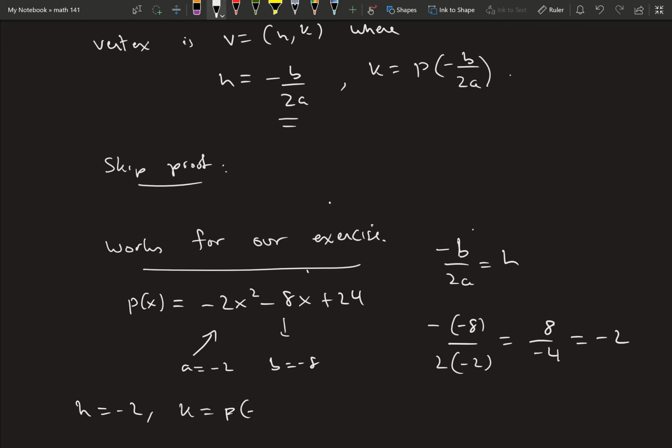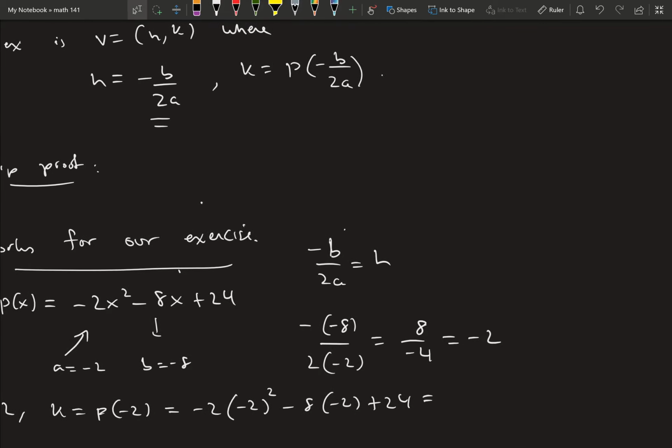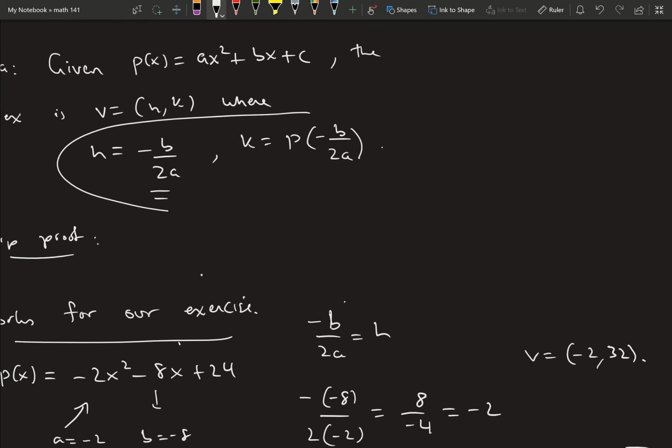k is p of minus 2, which is minus 2 times (minus 2) squared, minus 8 times minus 2, plus 24. What do we get? We get minus 8 plus 16 plus 24, and that's 32. And that's exactly what we had. We had the vertex being (minus 2, 32). So this is a kind of quick way to find the vertex.